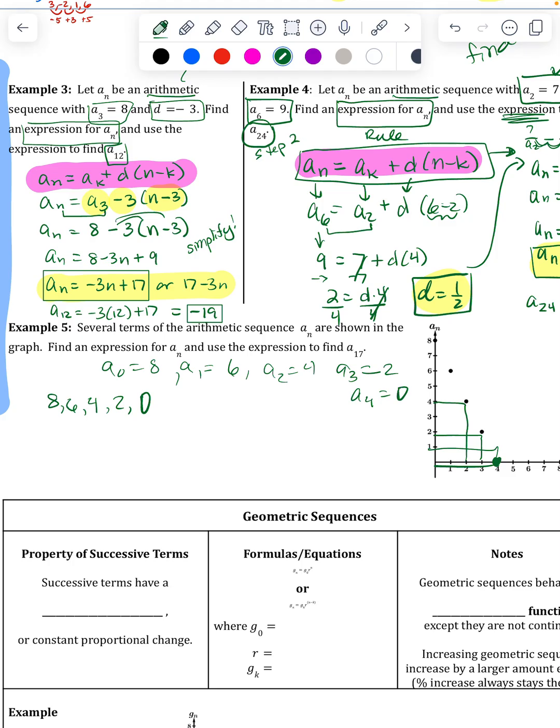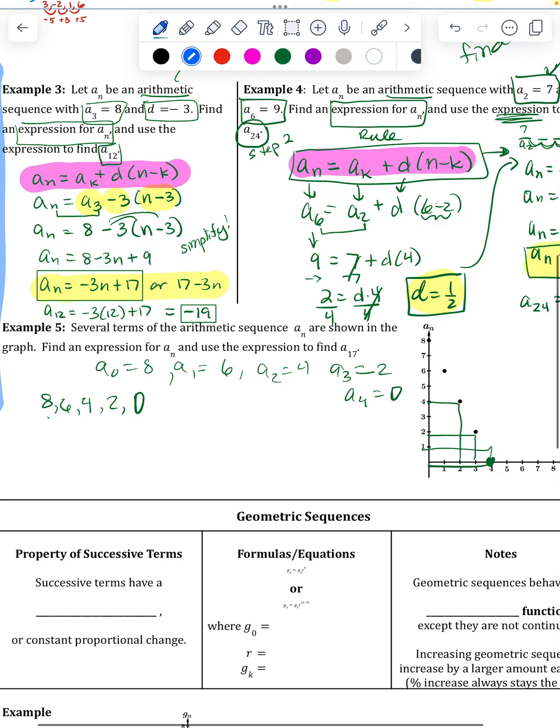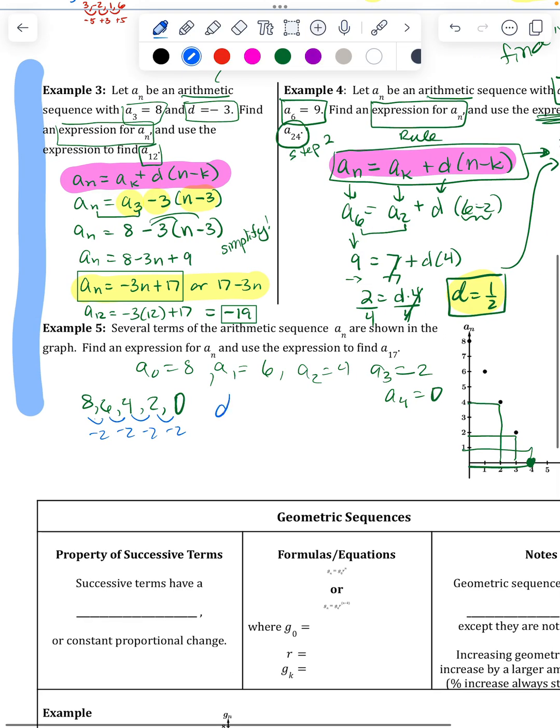I'm killing it today. Okay, so when I look here, these are going to go down by 2, go down by 2, and so on. And that's consistent because that is my common difference. So I had to find the common difference in a different way than what was shown up above.